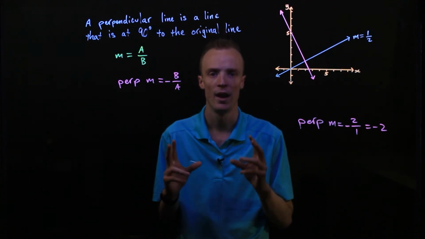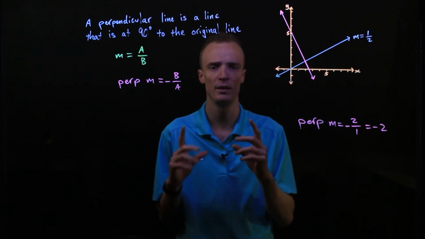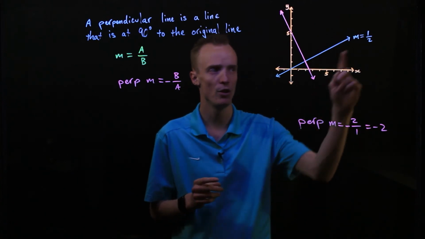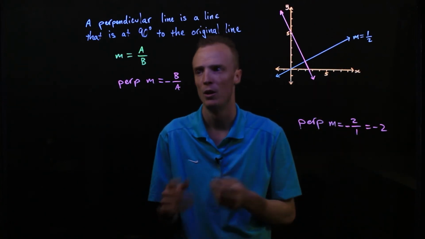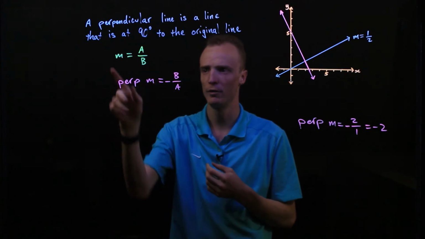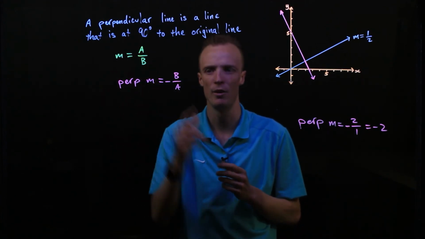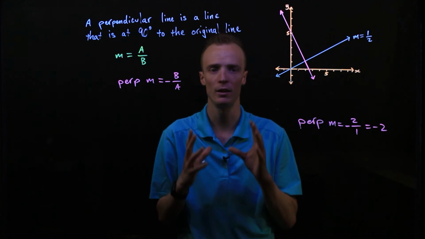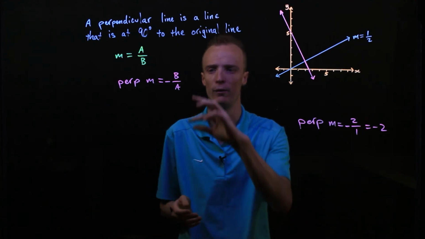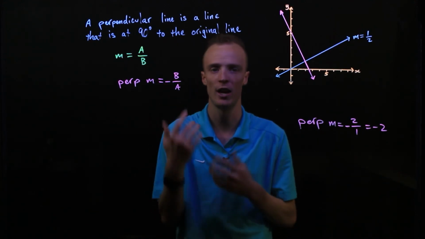So to summarise, how do we quickly find the perpendicular slope of a line if we know the slope of our original line? Well, if we consider the slope of our original line to be the fraction a over b, then the perpendicular slope can be quickly found by flipping that fraction over and changing the sign.